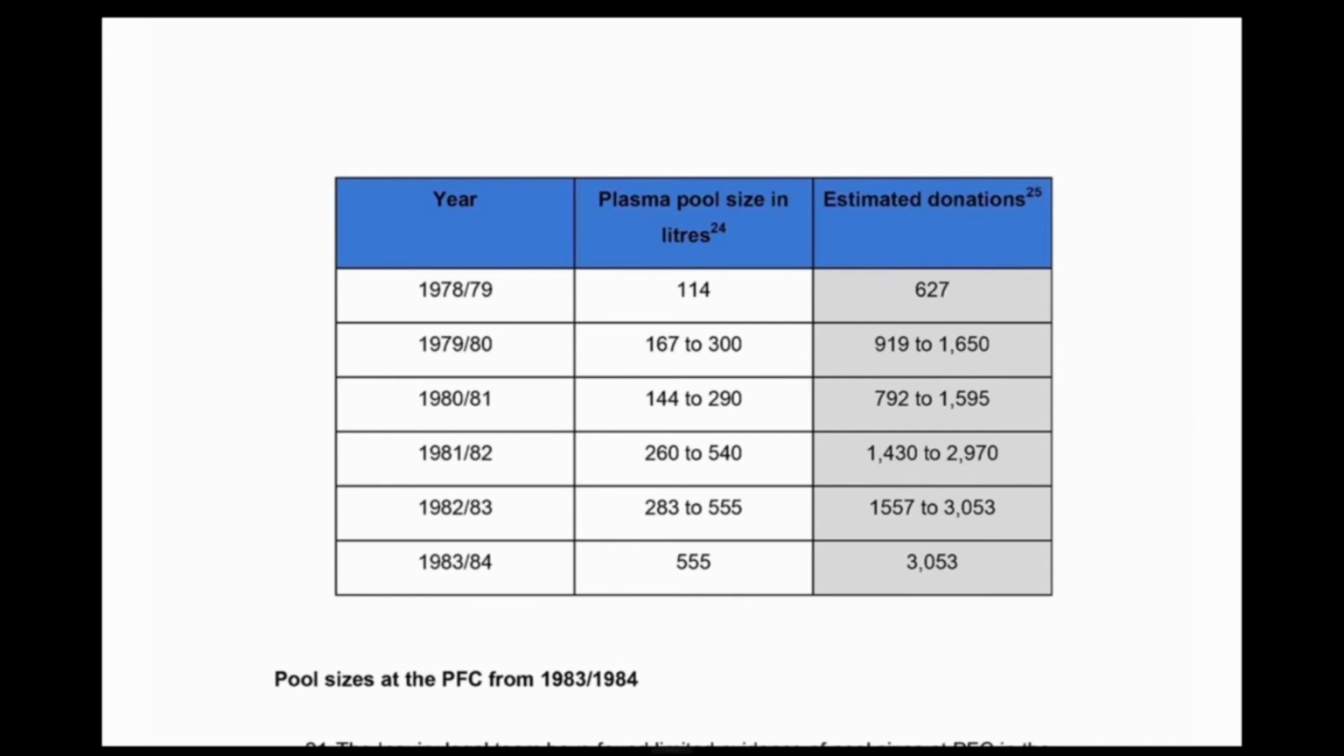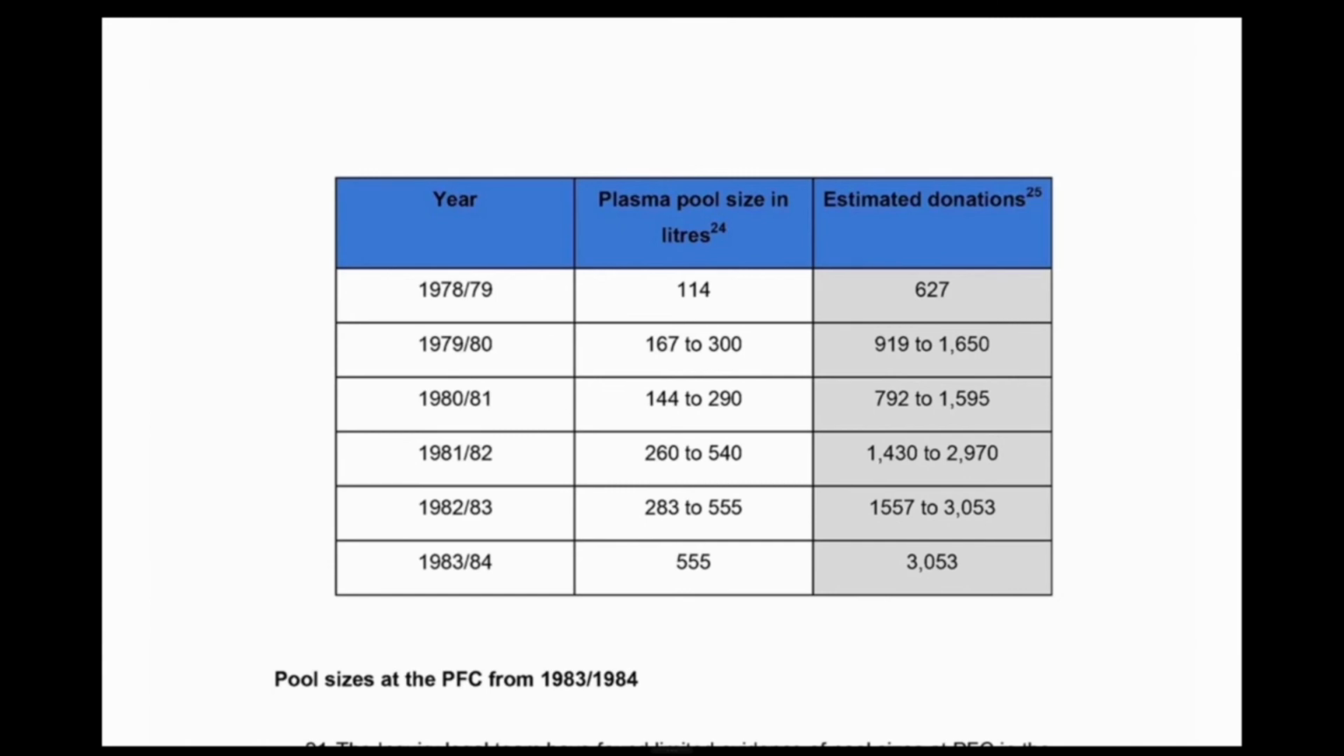We have used, in the final column, the same measure of donations per litre, so 5.5 donations per litre, as we have used for England and Wales, although Dr. Perry, in his statement, estimated that there were about 4 or 5 donations per litre, so there is a degree of reasonable difference, depending on which translation one takes.